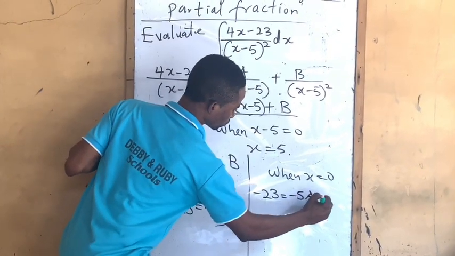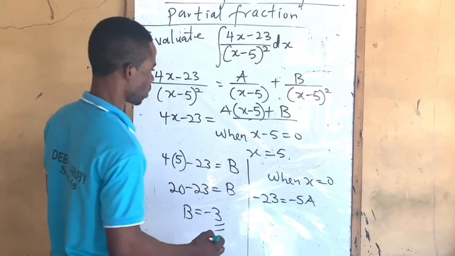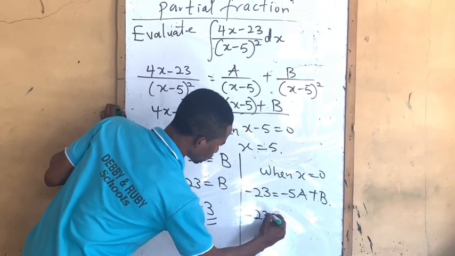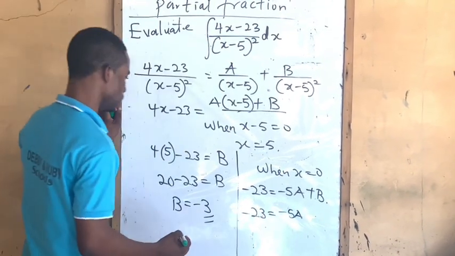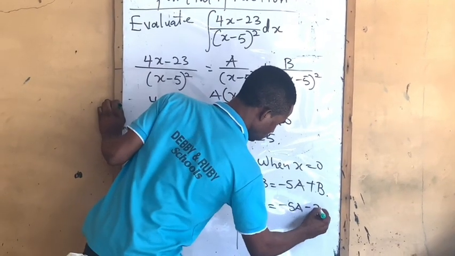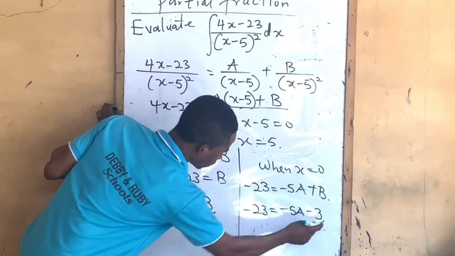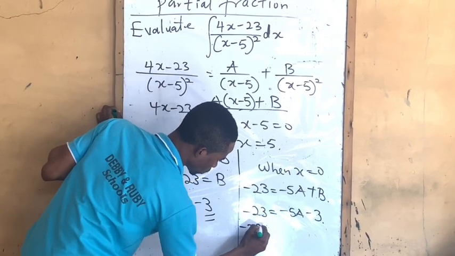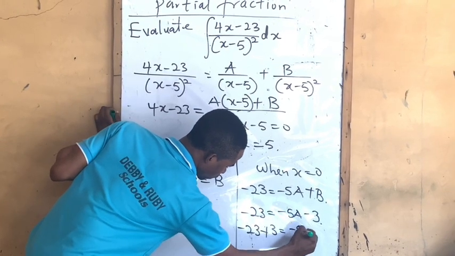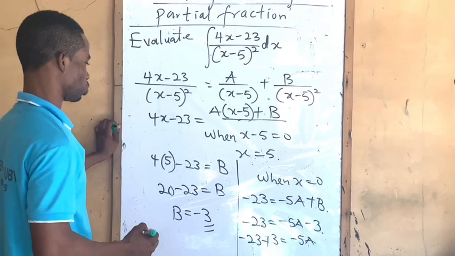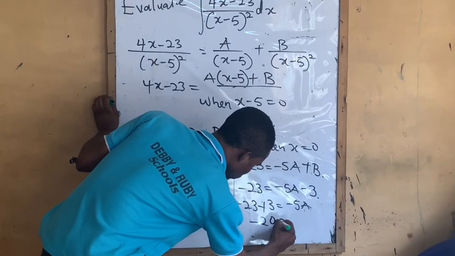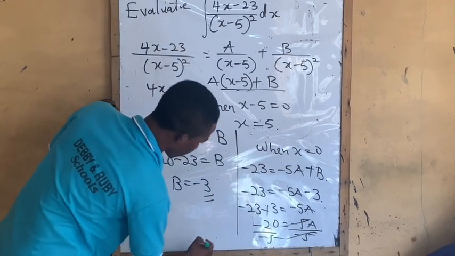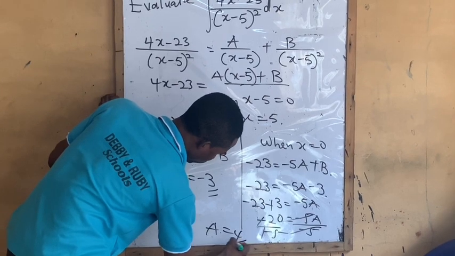Minus 5 A plus B. So minus 23 equals minus 5A plus B, and my B is minus 3. If I bring this minus 3 here, it becomes plus 3. So minus 23 plus 3 equals minus 5A. That gives me minus 20 equals minus 5A. Dividing minus 5 by minus 5, our A is going to be 4.